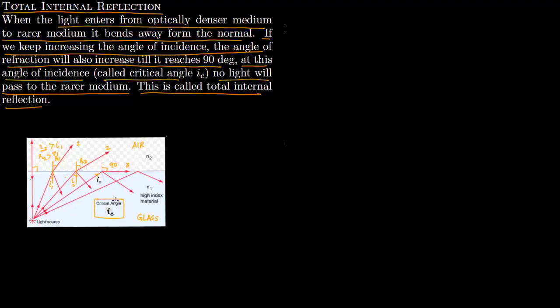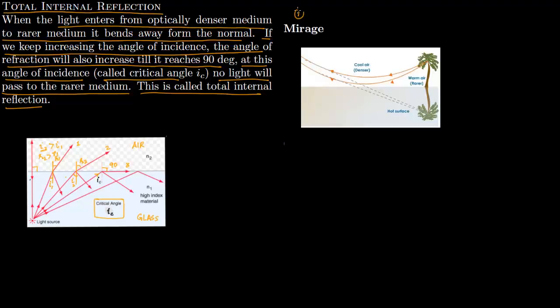Now there are two important examples of it. One is the mirage. The first thing is that these two figures are the same. This mirage figure is upside down of this figure. You just flip this figure over and you get this figure. So flip it to get the mirage.